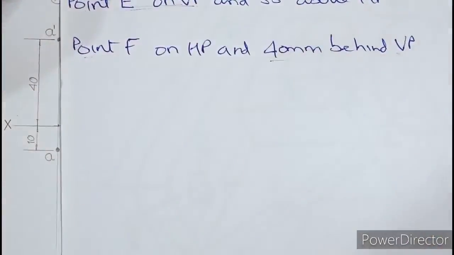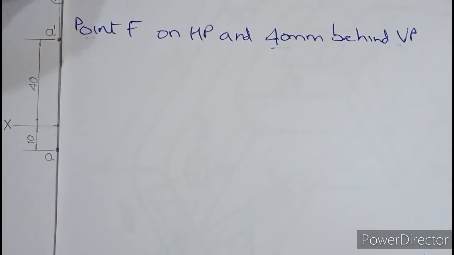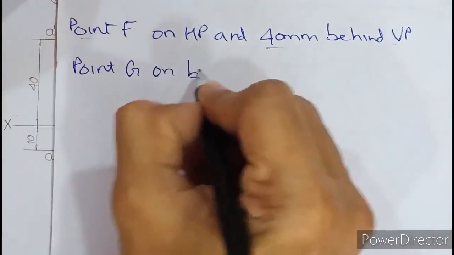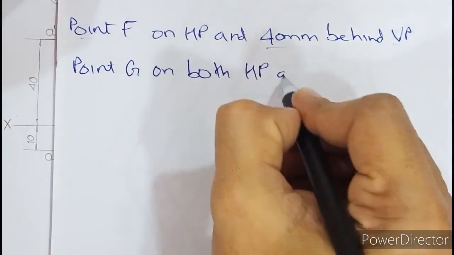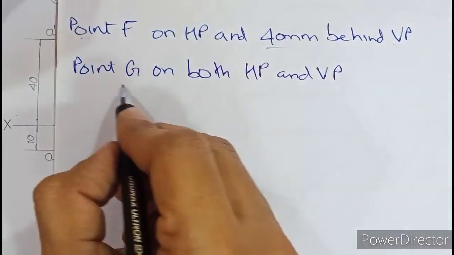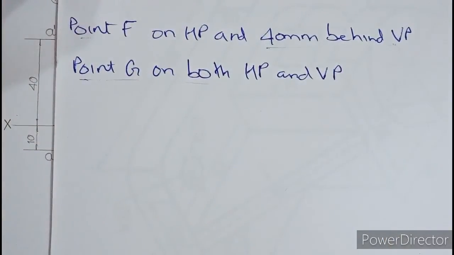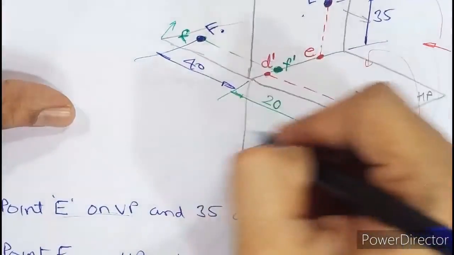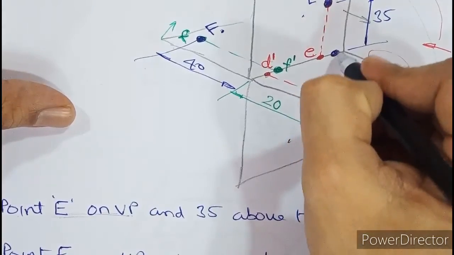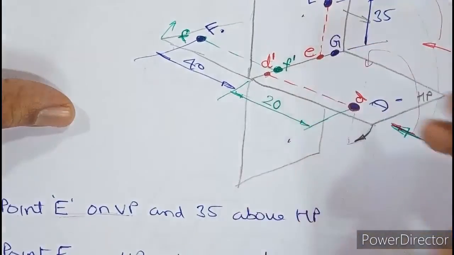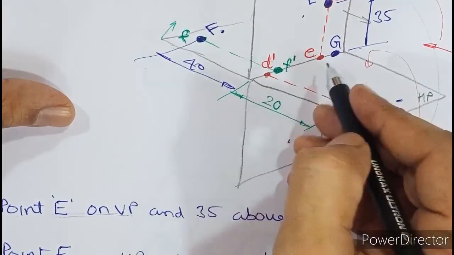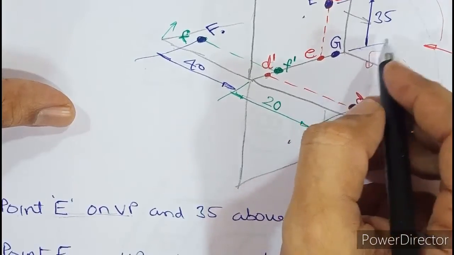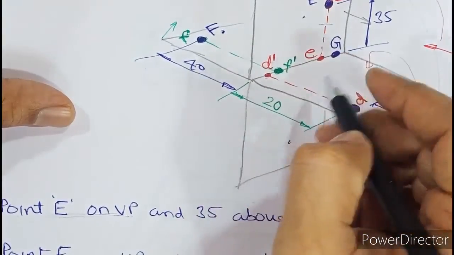The next part is very, very difficult. The most difficult of all. Point G on both HP and VP. How is it possible that a point lies on both HP and VP? So it means, correct, point G lies on all the four quadrants and that is on XY. If a point has to lie on all the four quadrants, it means it should lie on XY because point G has to satisfy the requirements of first, second, third and fourth quadrants.